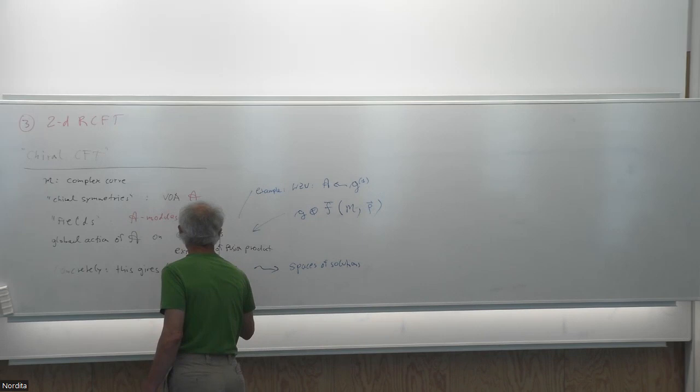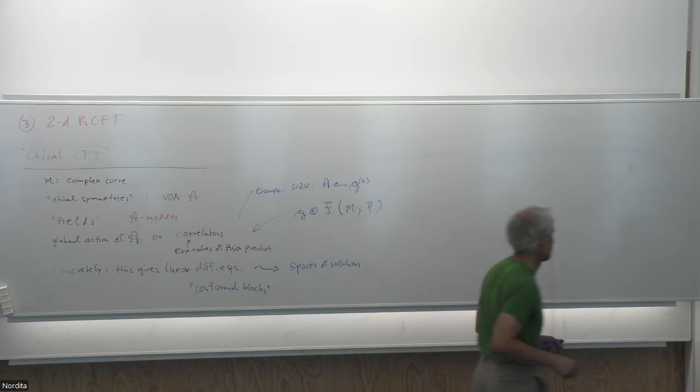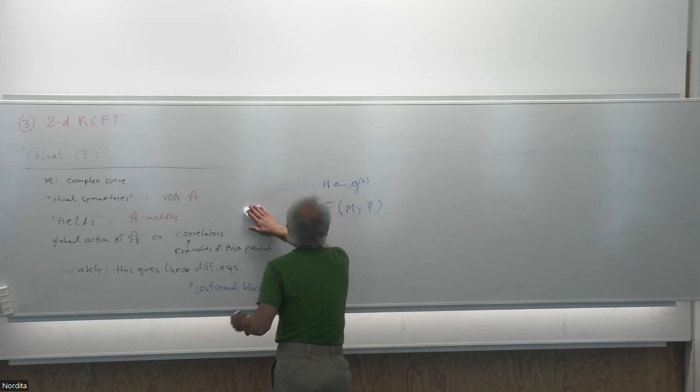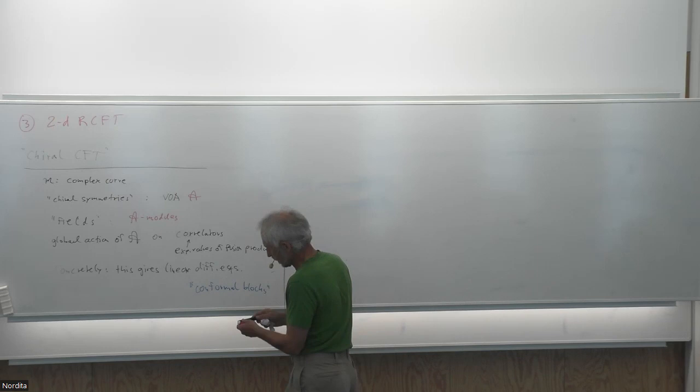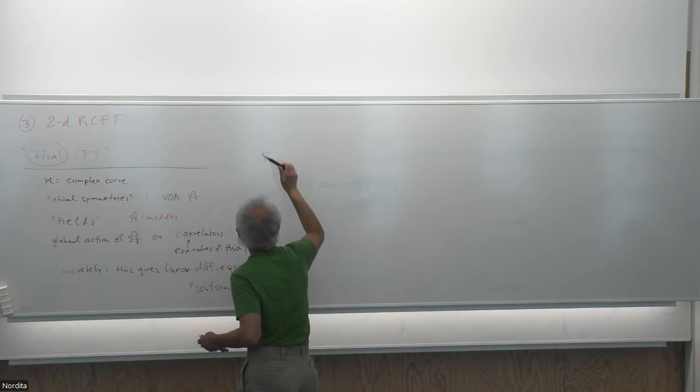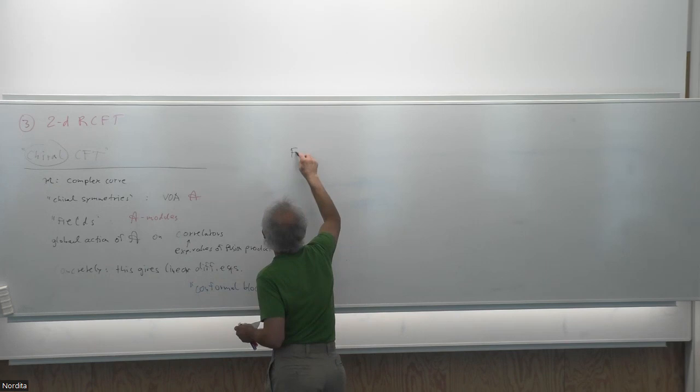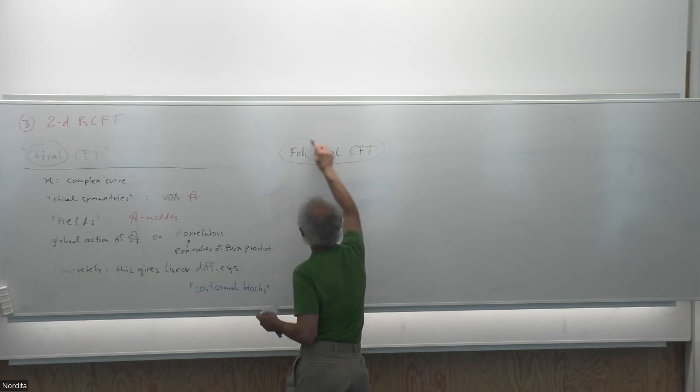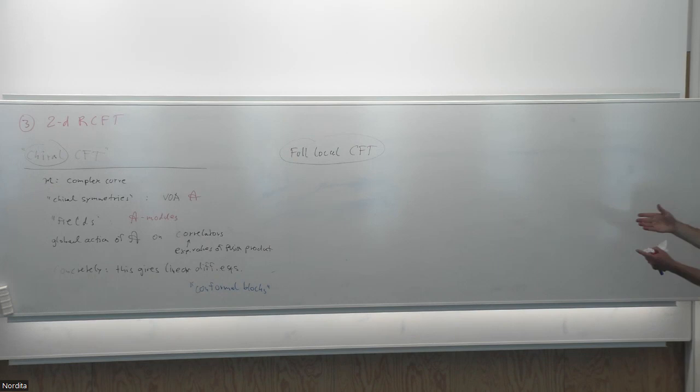But as I said already, this is not what I really want to discuss. I want to talk about, well, which one could call local, and it has to have a distinguished name. It has also been called full or full local conformal field theory. And in this case, I have a different setting, but I had to introduce chiral CFT as a first stage because I will use that in my description now.